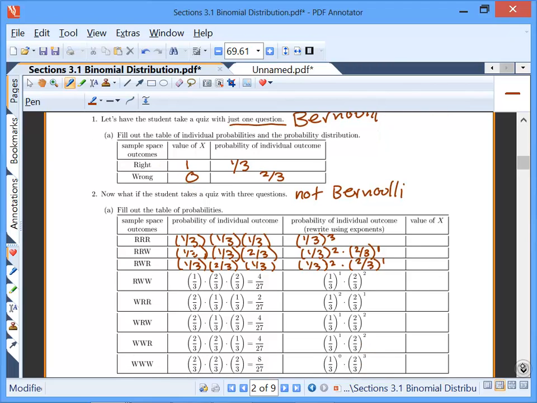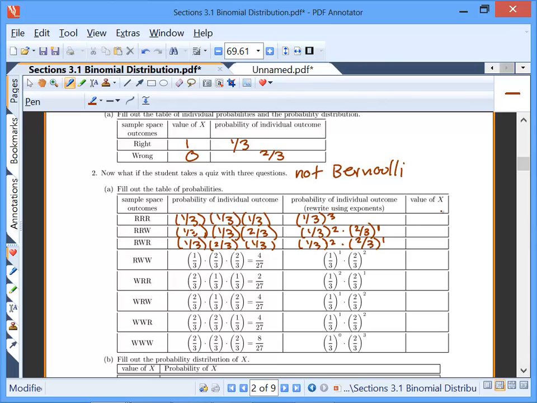Let's go through this table and fill out the value of x for each one. So remember, x is the number of correct answers. So my value of x for the first one is 3. Next one is 2. Next one, 2. My next one is 1. Okay. Then 2, 1, 1, and 0.